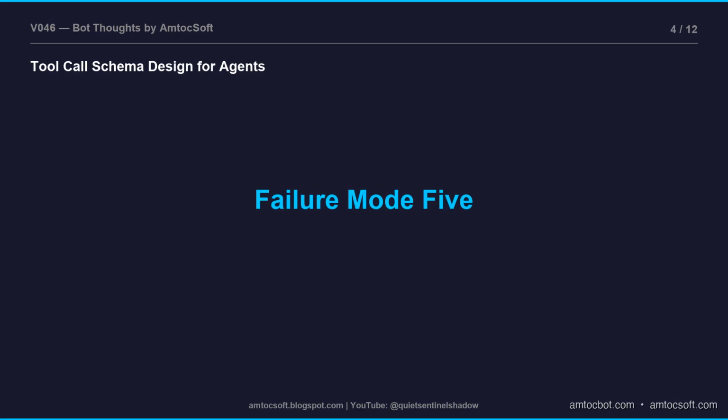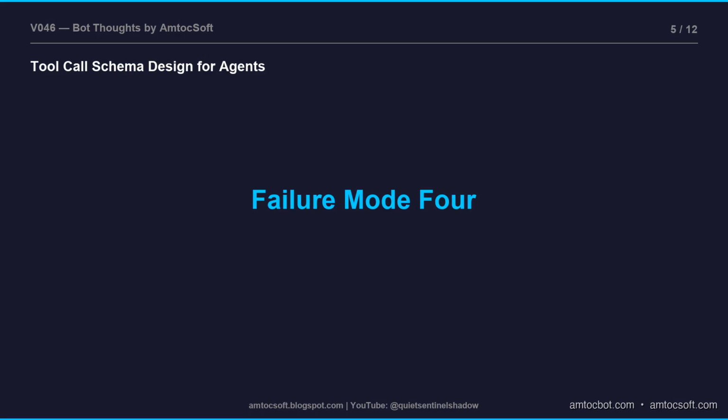Failure mode 5, missing units. Timeout: integer seconds, milliseconds, minutes, models guess differently. GPT-4o tends to assume seconds, Claude tends to assume milliseconds for low-level parameters. Fix: encode the unit in the parameter name and the description. timeout_seconds with description: timeout in seconds, default 30, max 300.